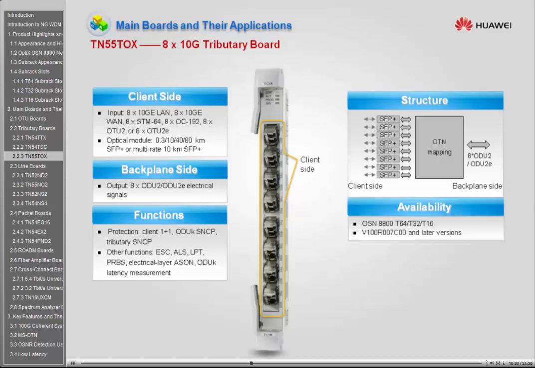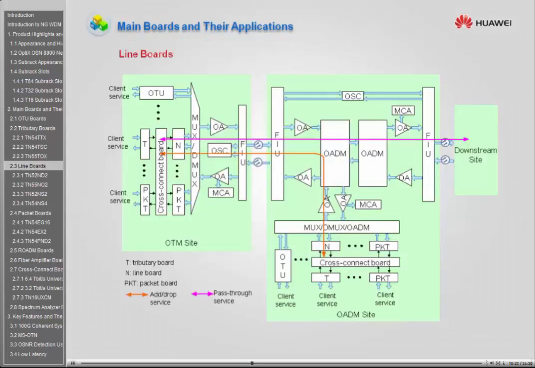Each tributary board is accompanied by a line board. As you can see from this slide, a line board receives ODUK signals from a tributary board through a cross-connect board. Then, the line board performs mapping and multiplexing of the ODUK signals and converts the signals to OTUK, optical signals carried over ITU-T compliant WDM wavelengths.